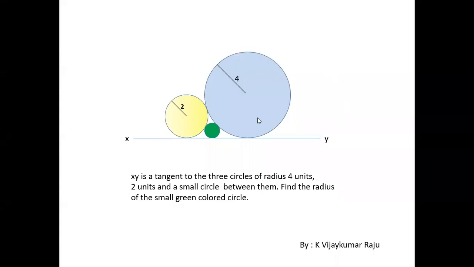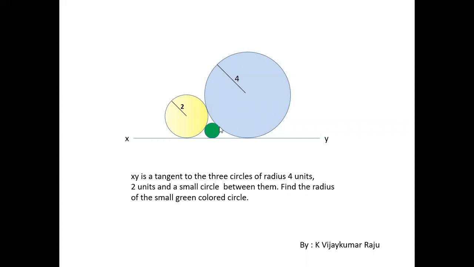Hello. Now, here we have two circles. One circle, the bigger circle, has a radius of 4 centimeters, and the smaller circle has a radius of 2 centimeters. They touch each other. In between these two circles, there is another small circle which I have shown in green color. And this line XY is a tangent to all the three circles.